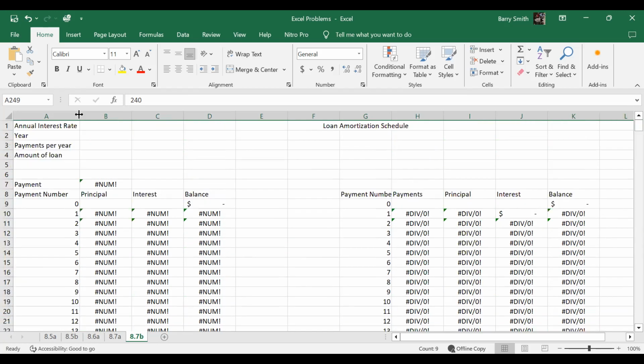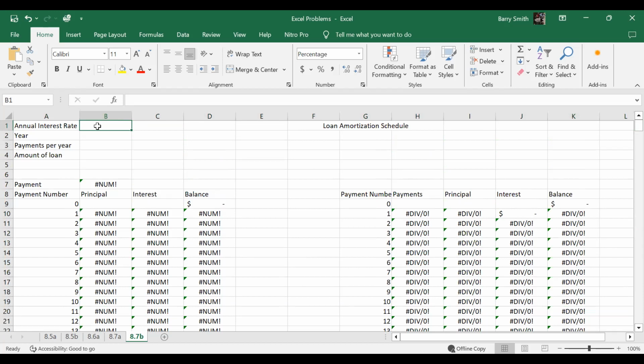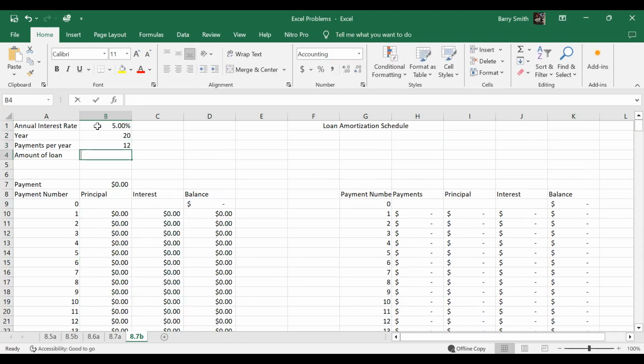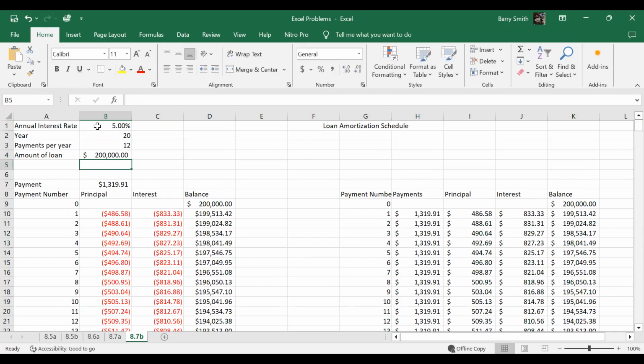So let's type in what we know. So we know the annual interest rate was, again, 5%. Number of years, we're going to do 20 years. Number of payments per year is 12. And the amount of the loan was $200,000.